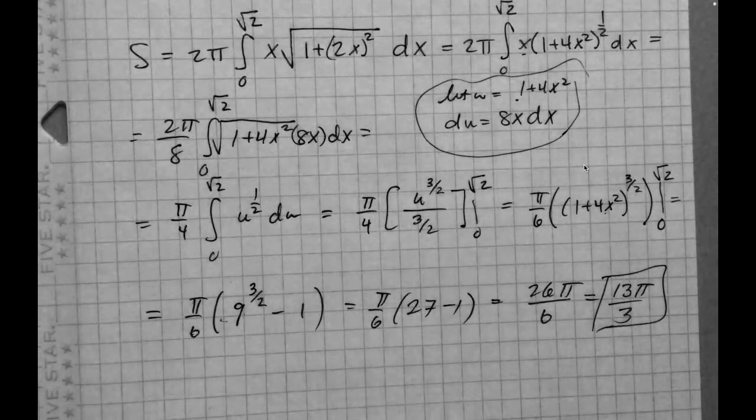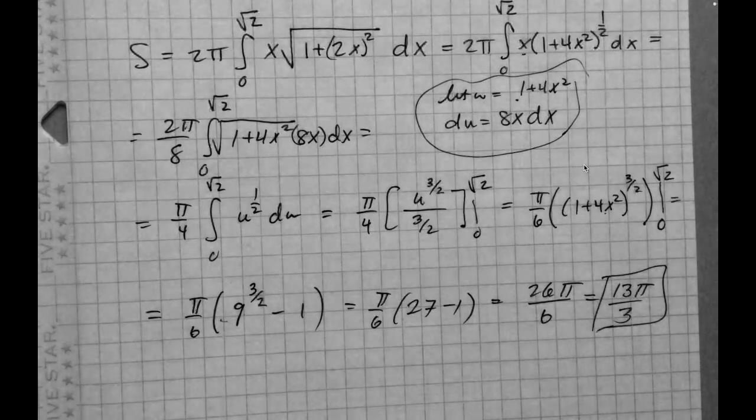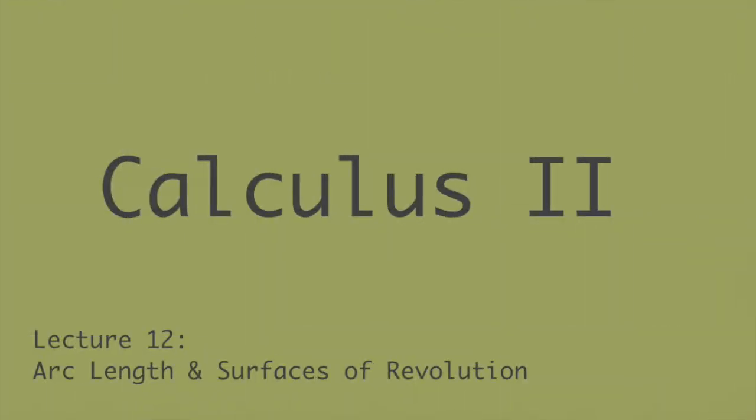So that's a couple of good examples of how to calculate the surface area of a surface of revolution. Okay, so I think we'll leave it there, and we'll carry on with an application from physics in our next lecture. We'll talk about work. We'll talk about what work means in physics.